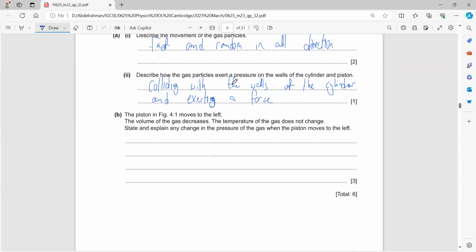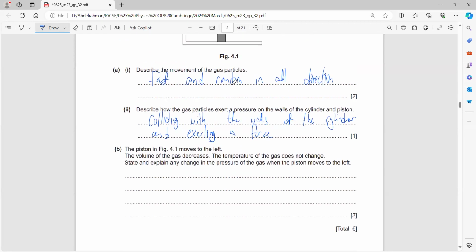The piston is now moved to the left. The volume of the gas decreases. The temperature of the gas does not change. State and explain any change to the pressure inside. What will happen to the pressure? They hit the walls harder, forcing more force, so the pressure will increase. It will not hit harder. Be careful, it will not hit harder.